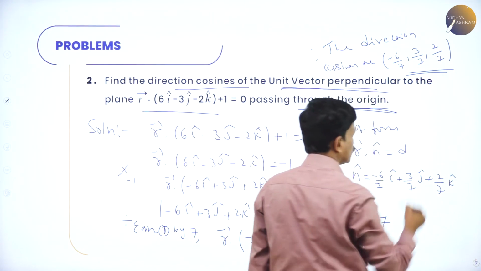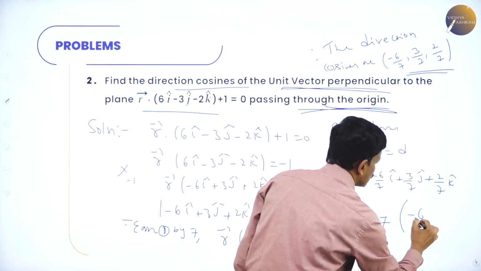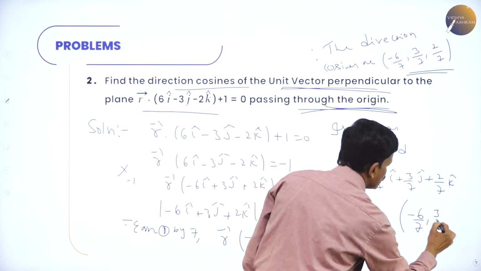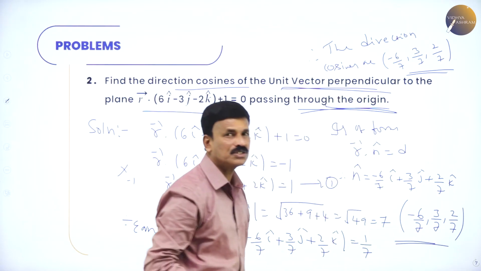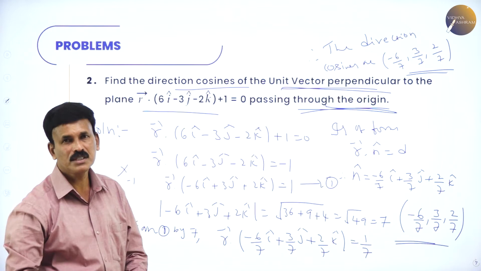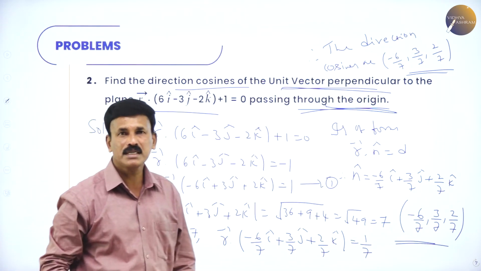These are the direction cosines. So, the direction cosines are 6 by 7, minus 3 by 7, 2 by 7. These are the direction cosines for the given plane. Okay. Now, let us come to the similar type problem.